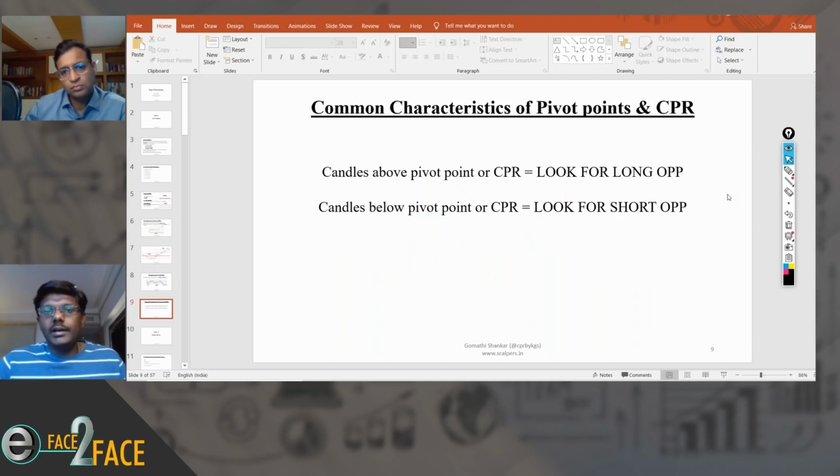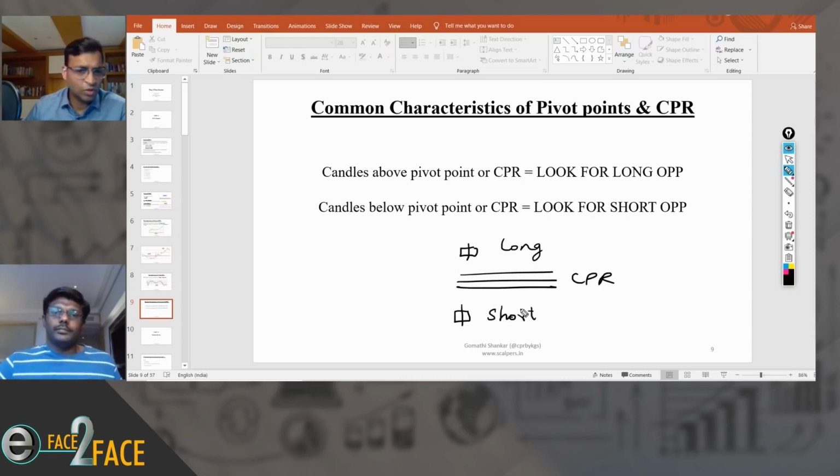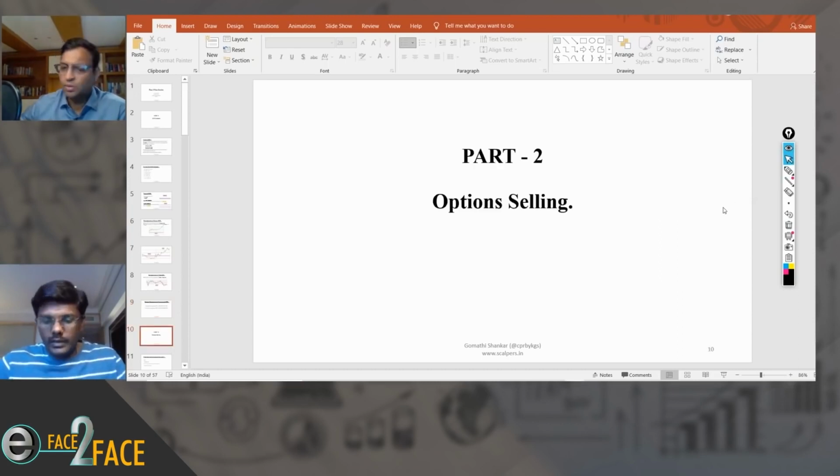Now, as I said earlier, the common characteristics for both pivot points as well as CPR: whenever the candles are above pivot or above CPR, look only for long opportunities. And whenever the candle stays below CPR, we have to look only for short opportunities. So this is a common characteristic between pivot as well as CPR.